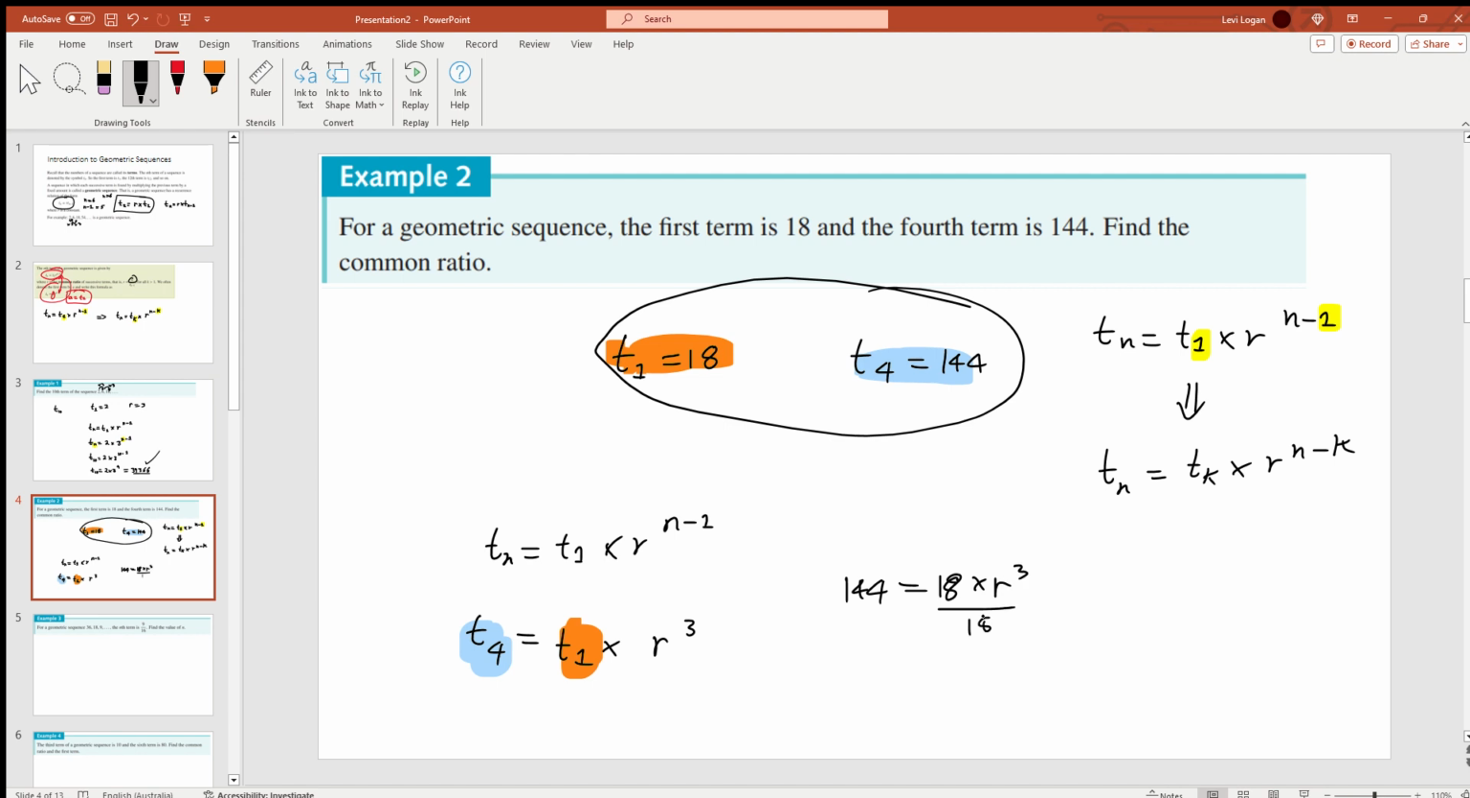So I can divide both sides by 18. 144 divided by 18 is going to be 8, so 8 equals R cubed. Then you're going to cube root both sides to undo that cube. So R is equal to the cube root of 8, which I believe is 2. Yeah, 2. Right. That's our example done. Let's move on to the next one.